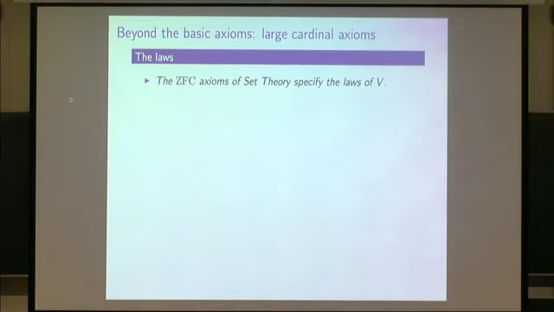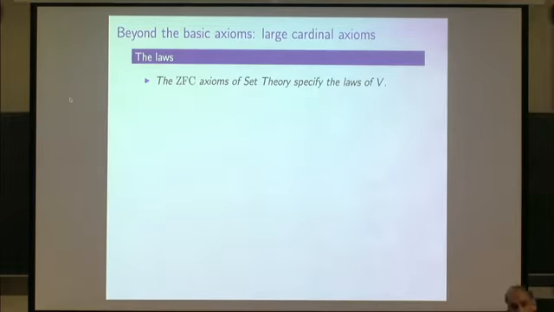Okay, so what are the axioms? The ZFC axioms, I'm not going to define them, are the current accepted family of axioms. You can think of them as specifying the laws of our conception of V. V is the universe of sets. And it's a consequence of the ZFC axioms that every set belongs to some V alpha.